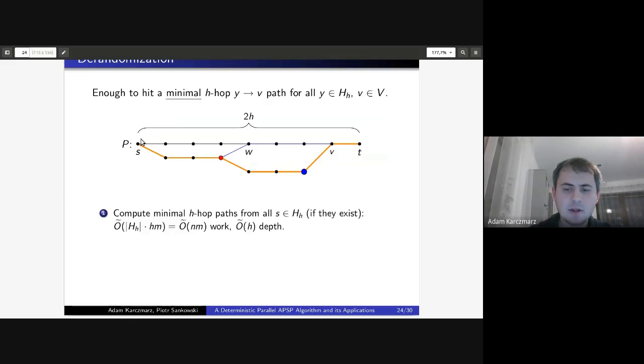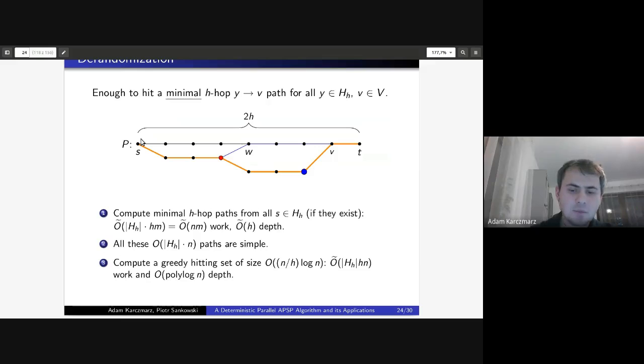Okay, so the algorithm is now as follows. We first compute the minimal H hop paths from all the H hubs, those that exist. This takes roughly nm work and H depth using Bellman-Ford. Since there are no negative cycles with H or fewer hops, all these paths are guaranteed to be simple. So we can compute their hitting set of size n over H log n using nm work and only polylogarithmic depth using the greedy algorithm.